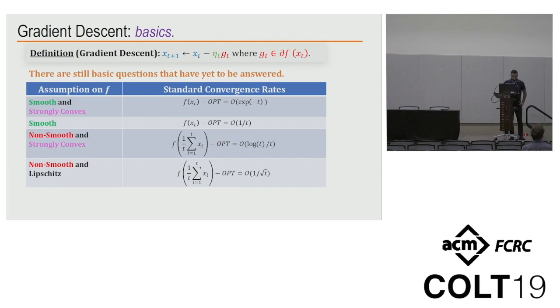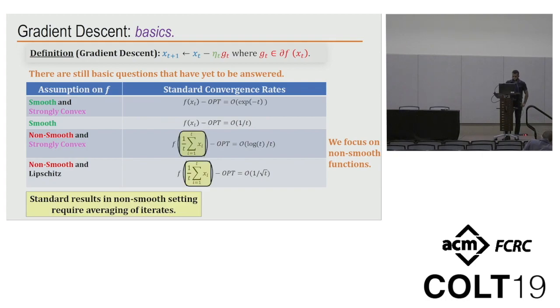In particular, I'd like to focus in on the setting where the function that we're optimizing is non-smooth and convex. We see that in the non-smooth setting, the standard results involve averaging the iterates. In contrast, in the setting where the function that we're optimizing is smooth, you can get convergence rates even for the individual iterates themselves.